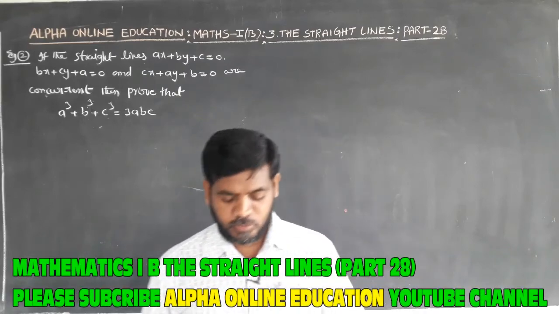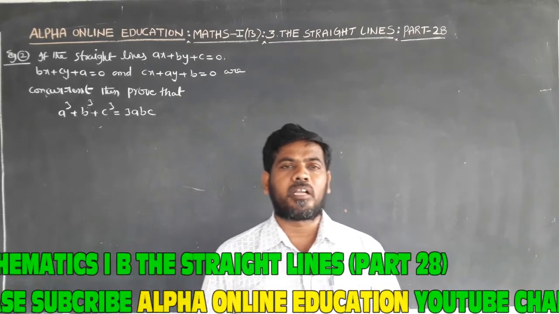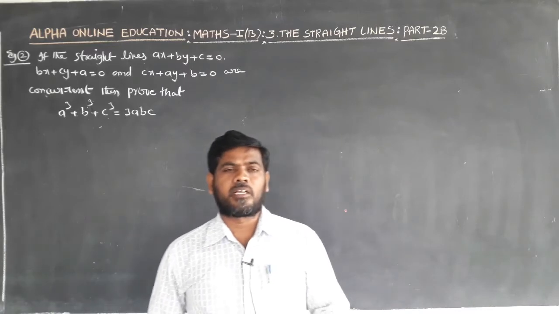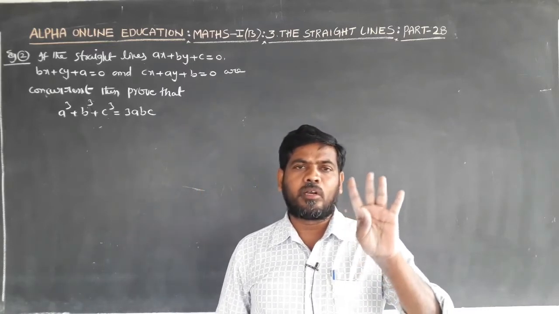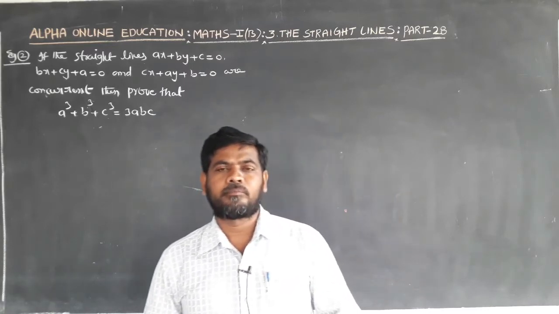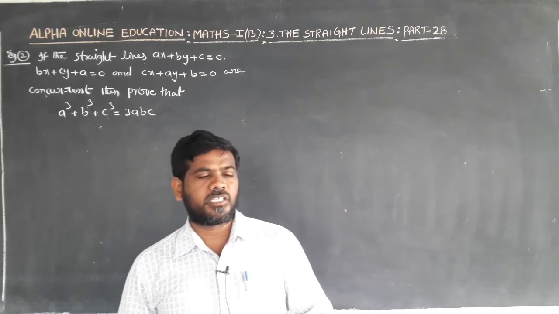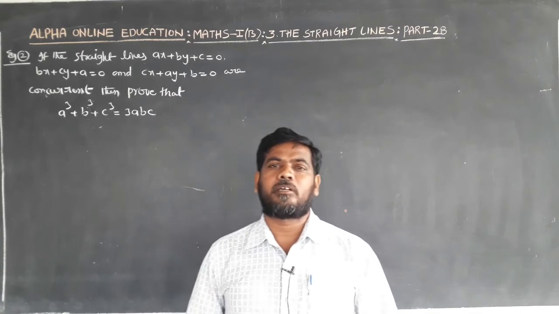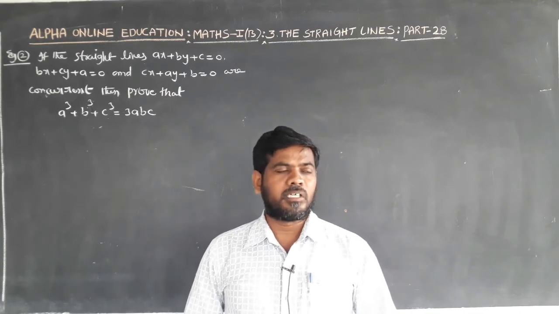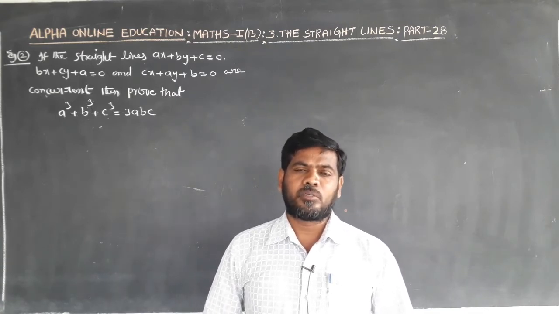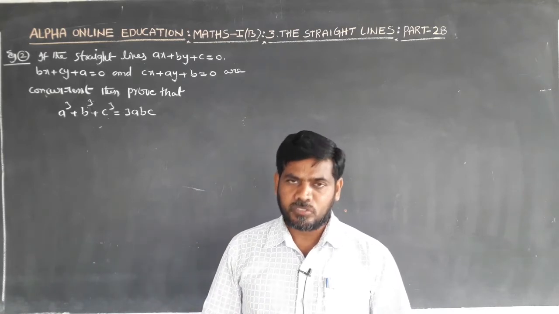One problem by using the formula of concurrent lines. Concurrent lines means three or more lines passing through the same point; then these lines are concurrent. The point of intersection of the lines is called the point of concurrency. If the three lines are concurrent, then the determinant value is equal to 0.